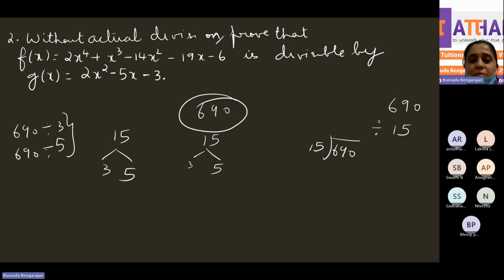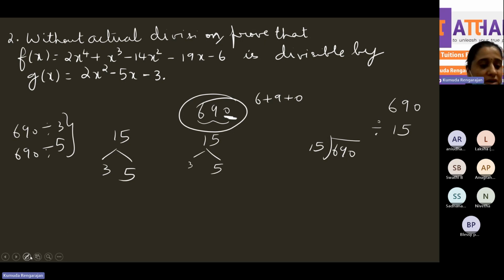How do you check if it's divisible by 3? Sum of the digits. 6 plus 9 plus 0. What is 6 plus 9 plus 0? 15. 15 is divisible by 3, so 690 is divisible by 3. Then how do you check if it's divisible by 5? Yeah, the ones digit, it ends with the digit 0, so it's divisible by 5. So since 690 is divisible by both 3 and 5, it is divisible by 15.